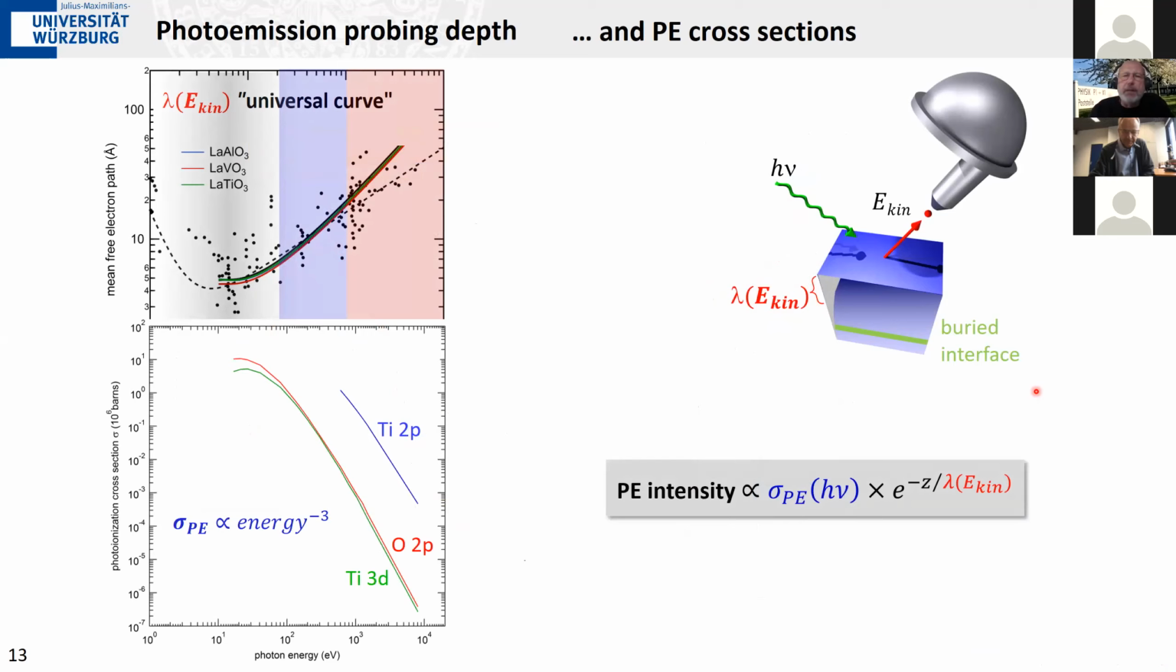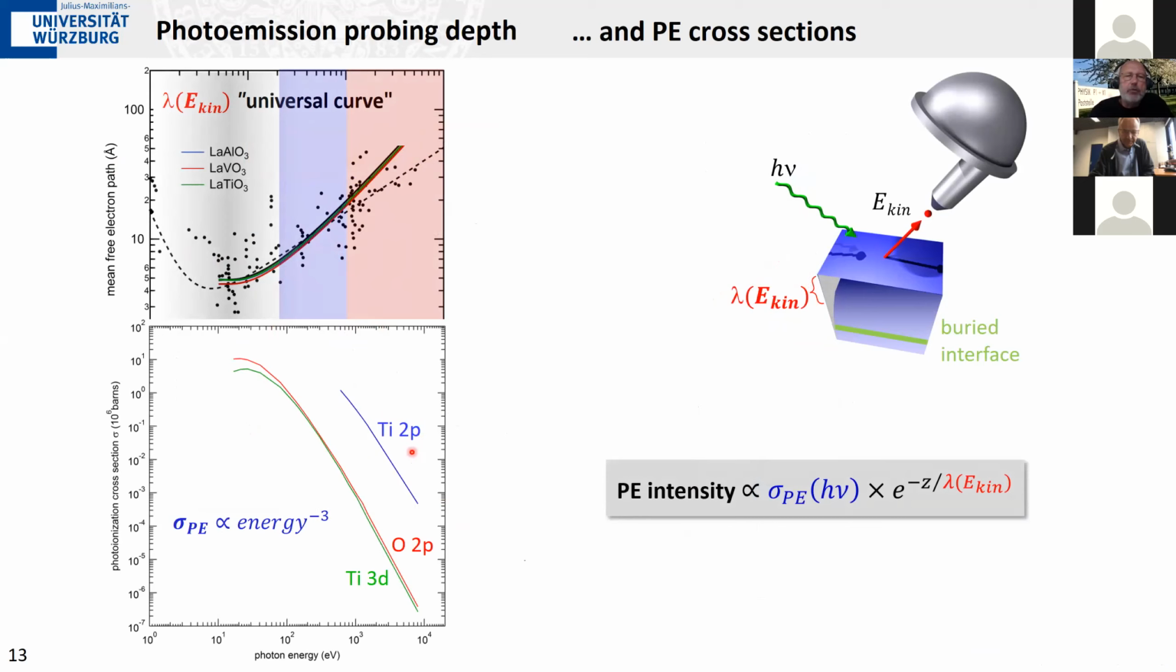One of the problems that we have is, as we go to higher photon energies in order to get the high probing depth that we need, this was the universal curve that I discussed yesterday, and we are now somewhere here in this region where we probe of the order of a few nanometers, 20, 30 angstroms deep, we have a dramatic decrease of the cross-sections, the photoexcitation cross-sections of the various orbitals that we want to look at.